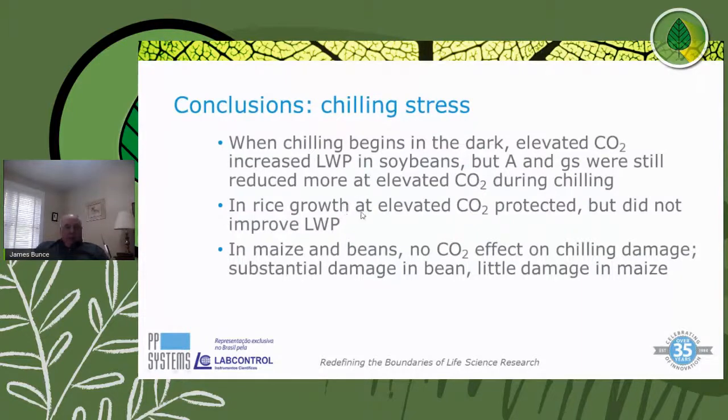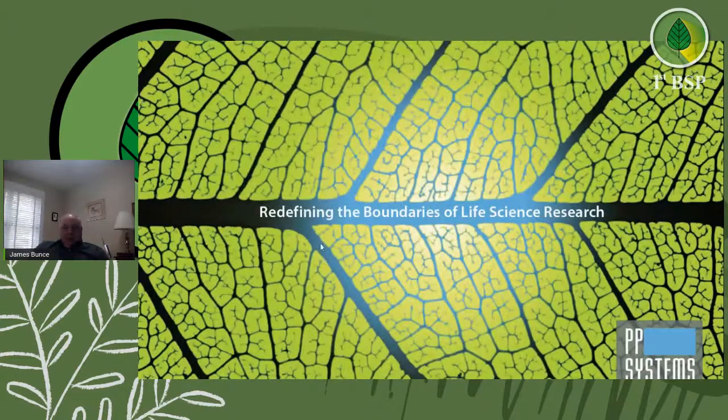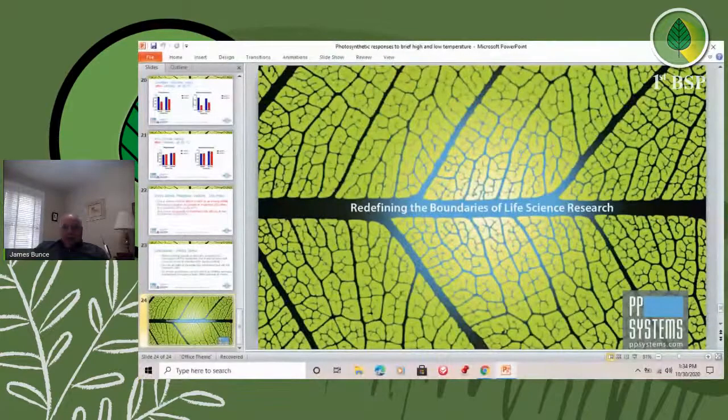In rice, growth at elevated CO2 protected assimilation rate and stomatal conductance from the chilling damage, but it did not do it by improving leaf water potential, because that was not effective. And in maize and beans, there was no CO2 effect on chilling damage, which was fairly substantial in bean and very little damage in maize. And that's the end of my presentation.